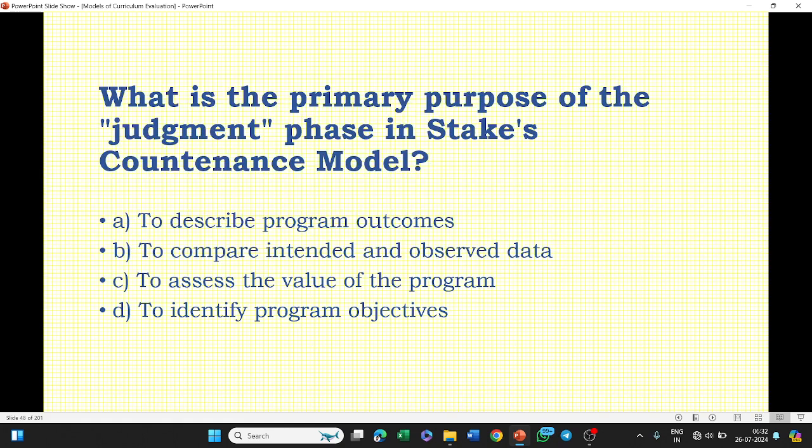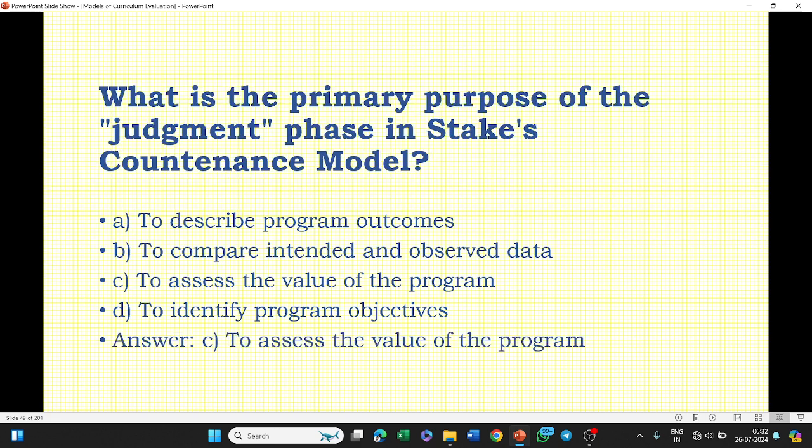Next, what is the primary purpose of the judgment phase in Stake's countenance model? Options: to describe program outcomes, to compare intended and observed data, to assess the value of the program, to identify program objectives. Answer of this question is option C, that is to assess the value of the program.